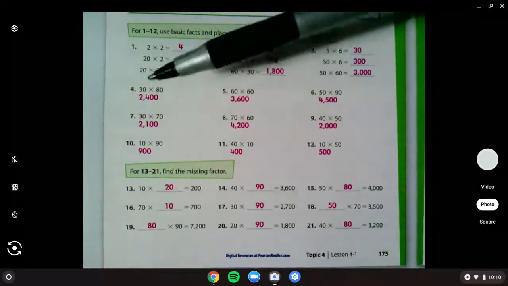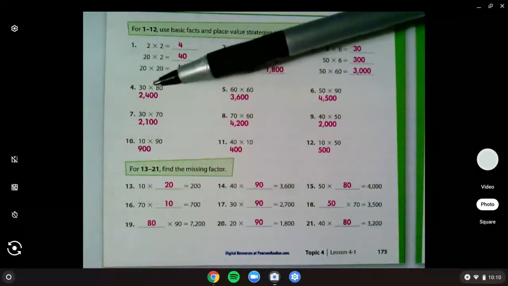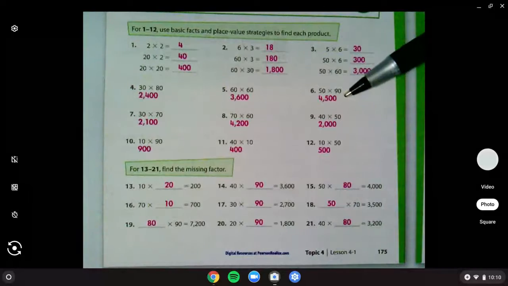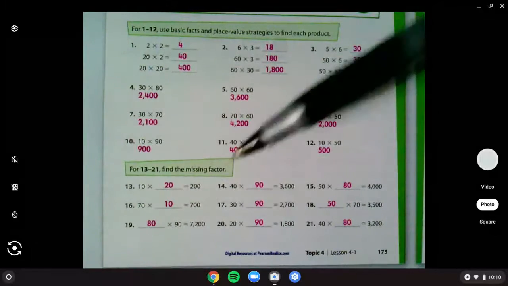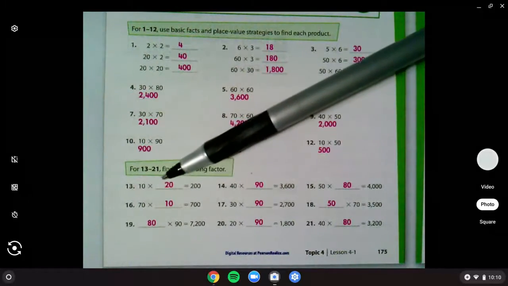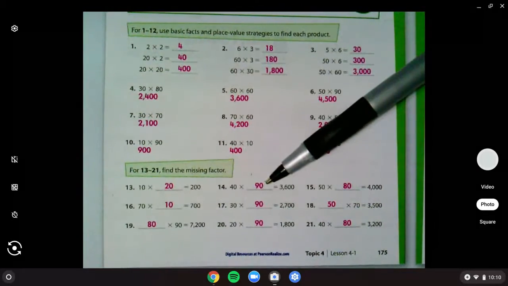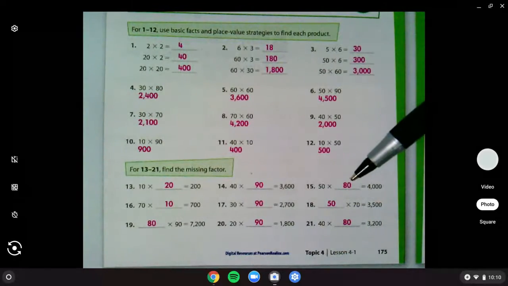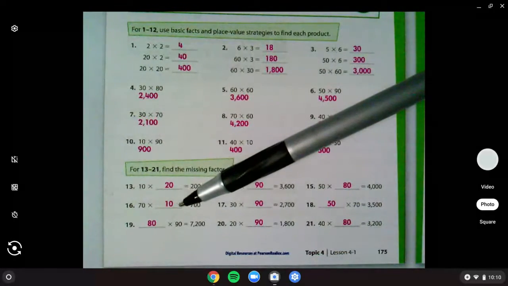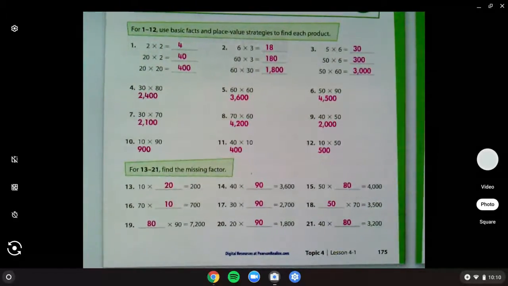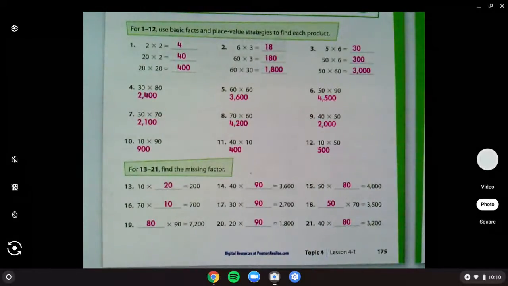All right, and then number 4 should have been 2,400. 5 should have been 3,600. And 6 should have been 4,500. And number 13, you needed to find out 10 times 20 was 200. 14 was 90. 15 was 80. 16 was 10. 17 was 90. And 15 was 50. Hopefully that went pretty well for you.